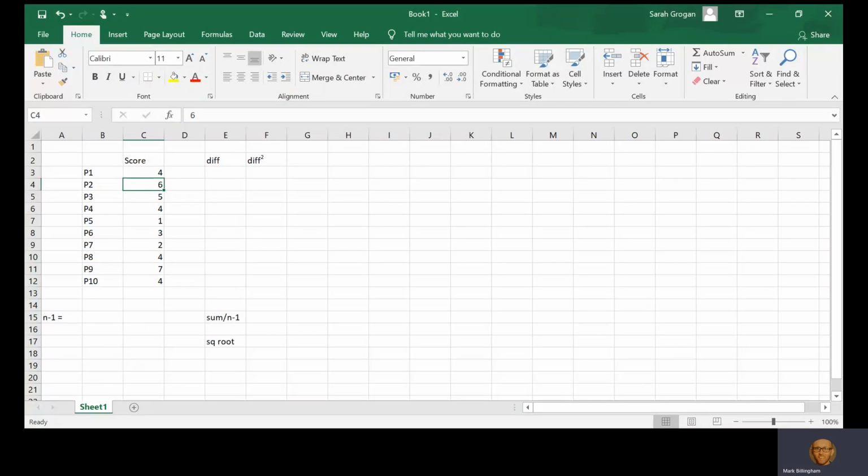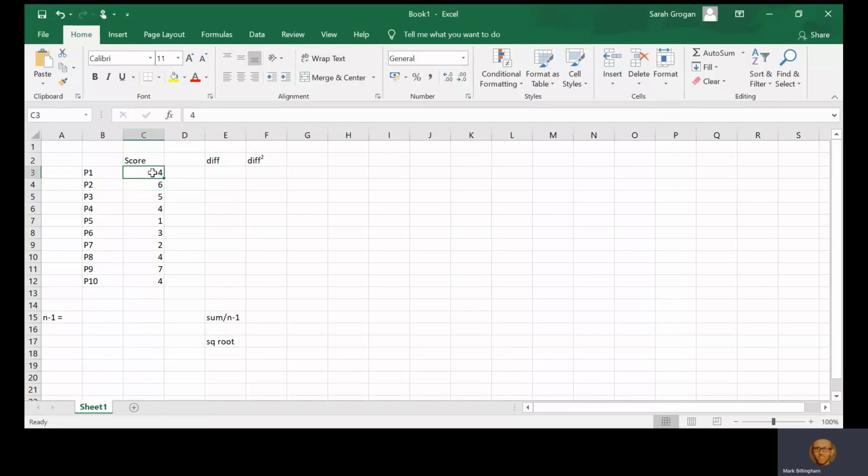Welcome to this demonstration on how to work out or calculate a standard deviation. So if you look at what's in front of us, we have a set of scores, and that's our starting point for working out a standard deviation. Now, the first thing we need to do is work out the mean of this set of scores.